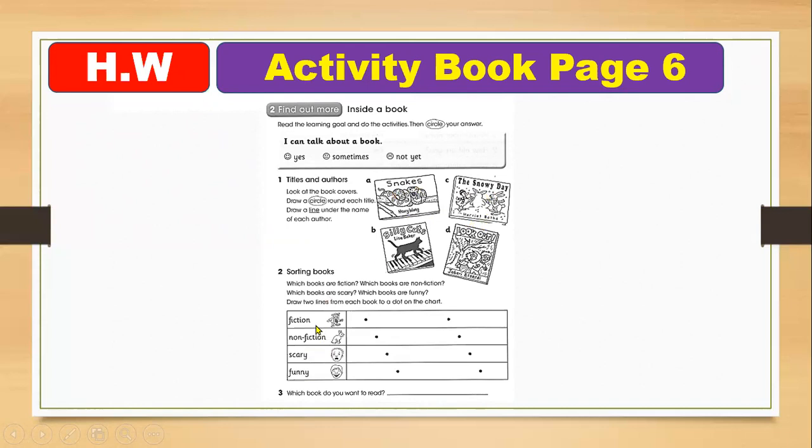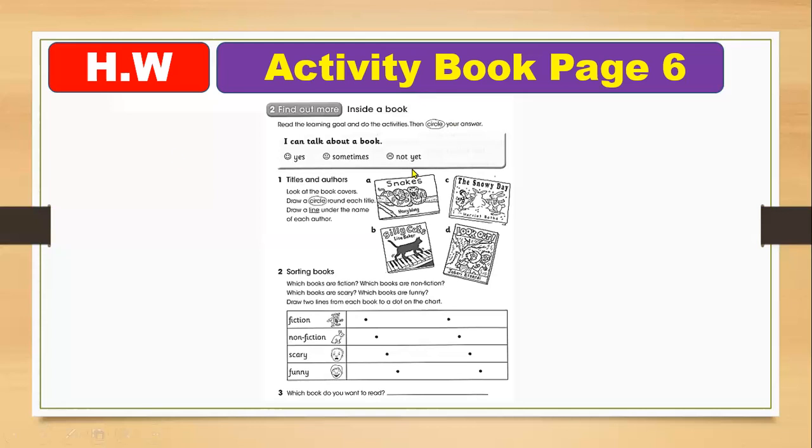So here are the four things: fiction, non-fiction, scary, and funny. So here are the four types of books. So what you're going to do, you have to draw two lines from each book. You have to draw two lines and you match on this point. So what do you think, snakes? Snakes fiction or non-fiction? So you have to think about it.